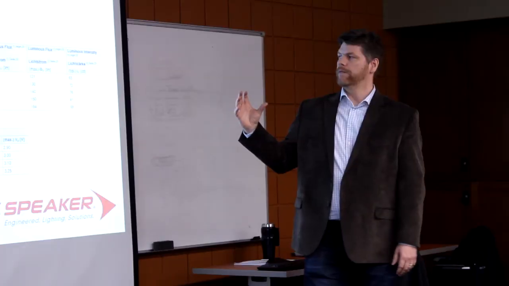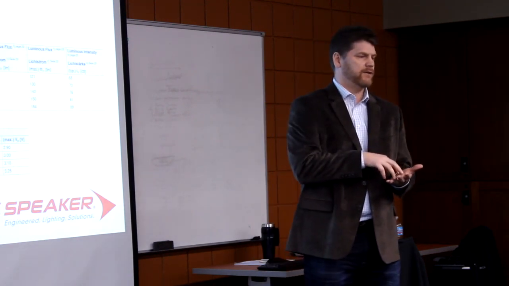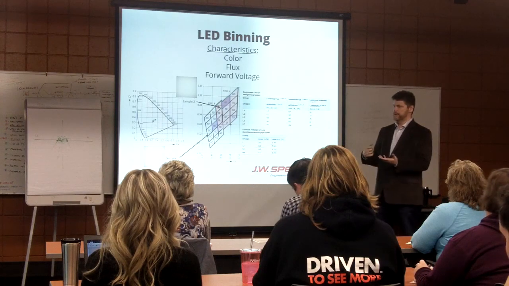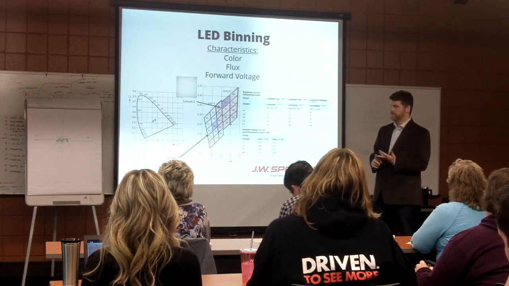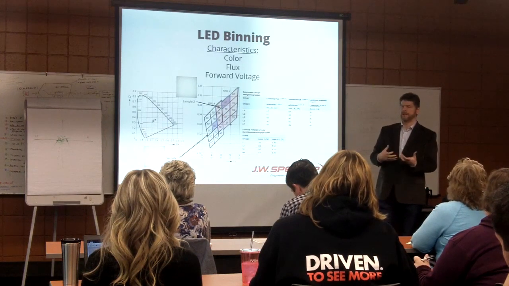And just like the flux output, there's range on color, and there's range on the forward voltage of the LED. You'll see a little bit of this in the video that I'll play, but when the LED is manufactured, at various points it's characterized by the manufacturer for these various things. They'll measure the flux of the die, they'll measure the color, they'll measure the forward voltage. And then they put it into these groups called bins or ranks.